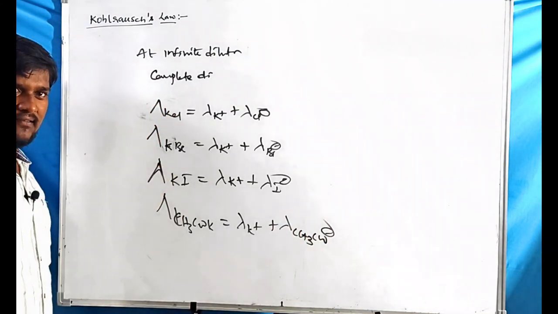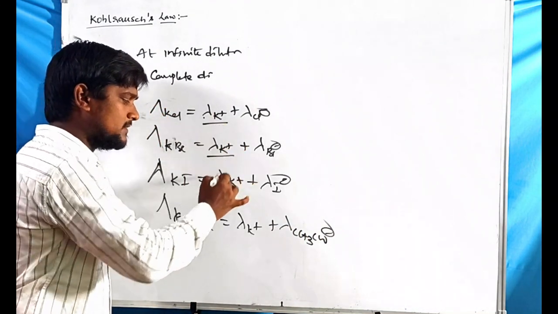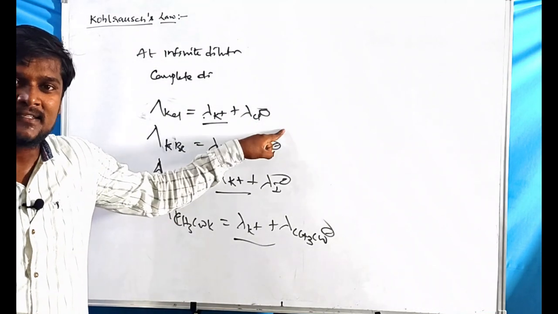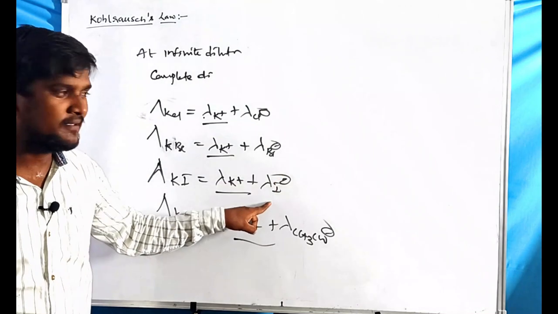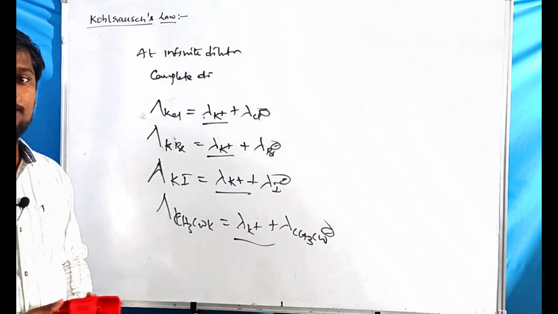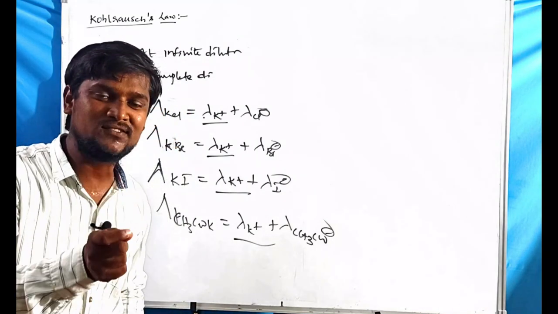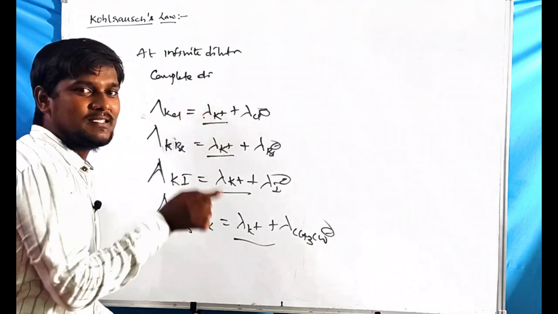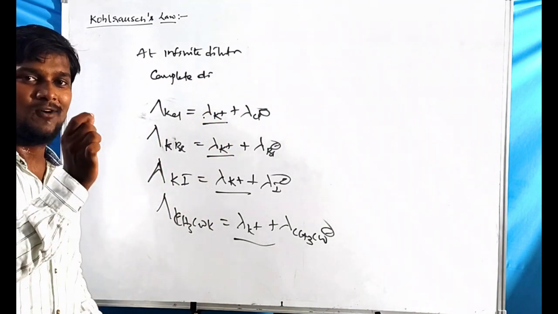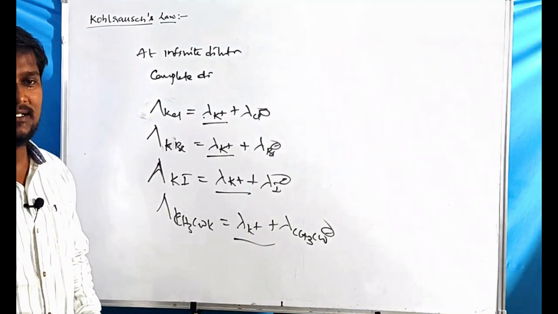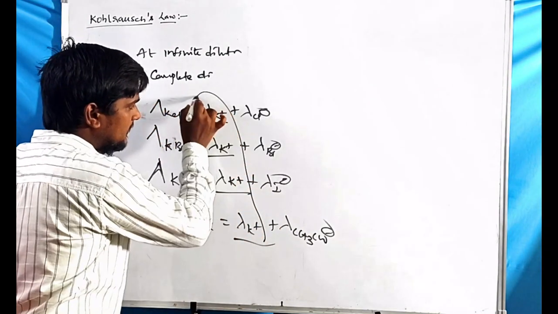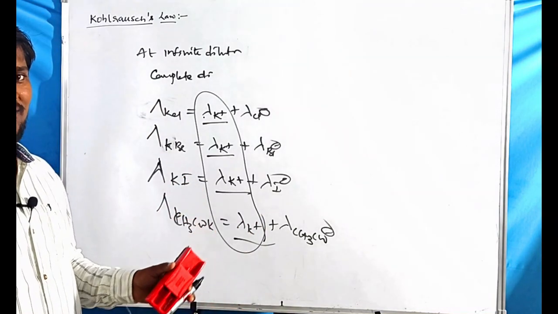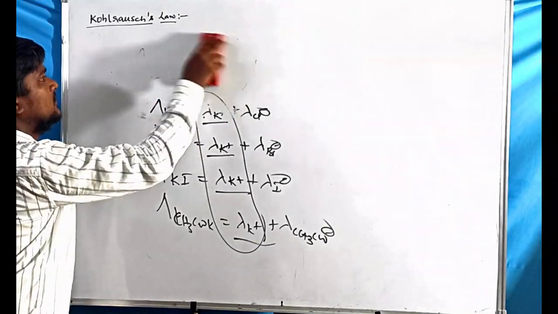So in these 4 cases, lambda K plus is common, while the adjacent anions are different: here Cl minus, here Br minus, here iodide minus, here acetate minus. Whatever the adjacent atom, whatever the negative or positive part, the ionic conductance of a specific ion is common for all cases. That is the main point regarding Kohlrausch law. Now let us go through the applications of Kohlrausch law.